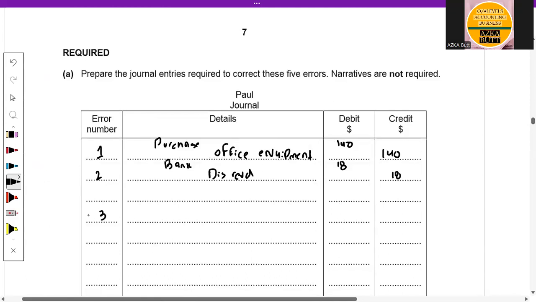So the third error: carriage inwards, which is $82, carriage outwards, which is again $82, and suspense, which is 82 plus 82, which is 164. Okay.